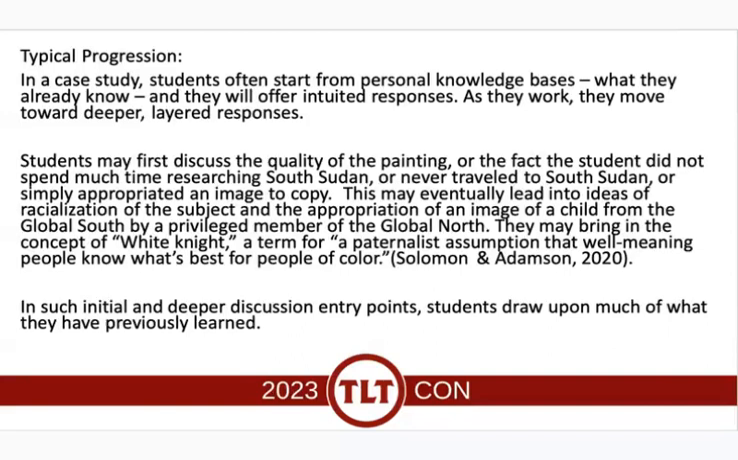They might wonder, is it appropriate for an artist to appropriate an image just to use in this way? And then as they work through this, ideas may lead into deeper questions around racialization of the subject and appropriation of an image of a child from the global South by a privileged member of the global North. They may bring in the concept of white knight, a term for a paternalistic assumption that well-meaning people know what's best for people of color. This is something I find that students today are often learning in high school.